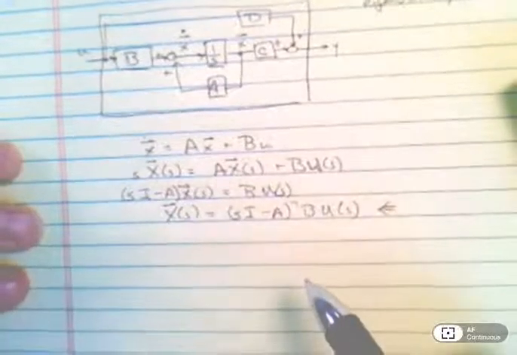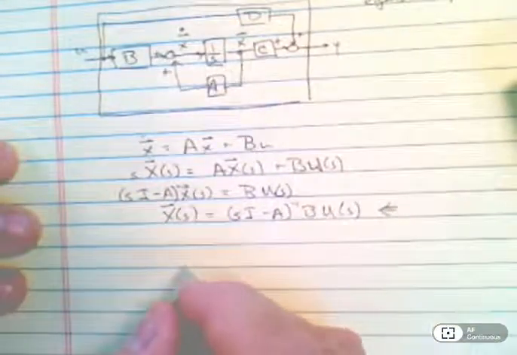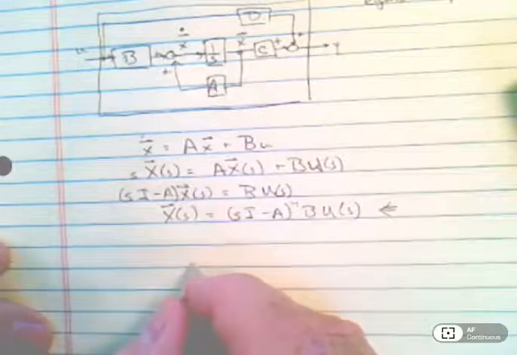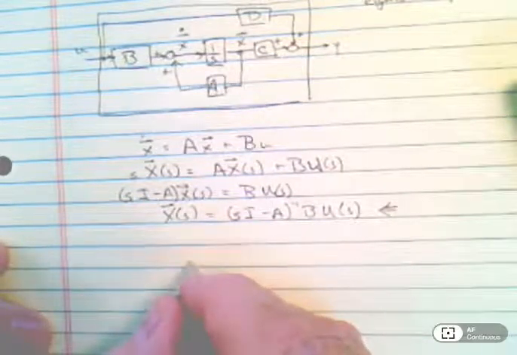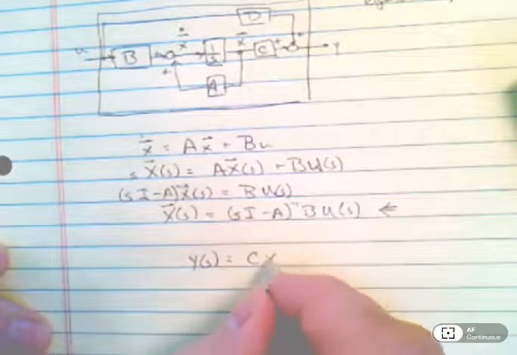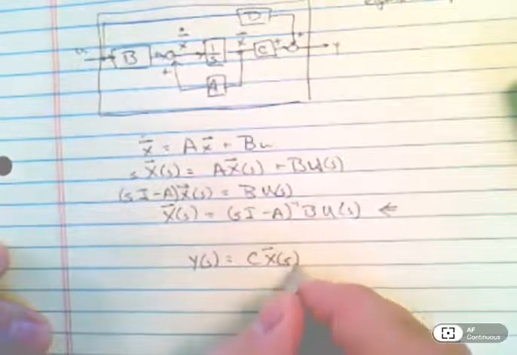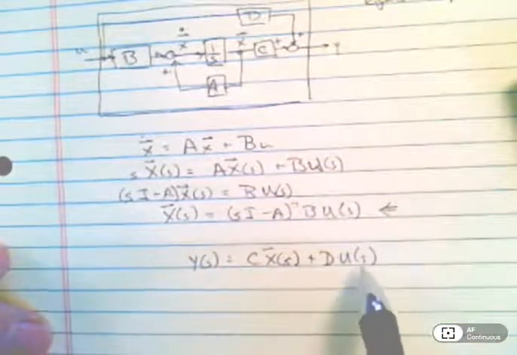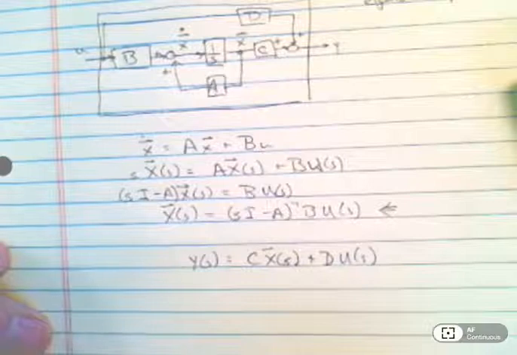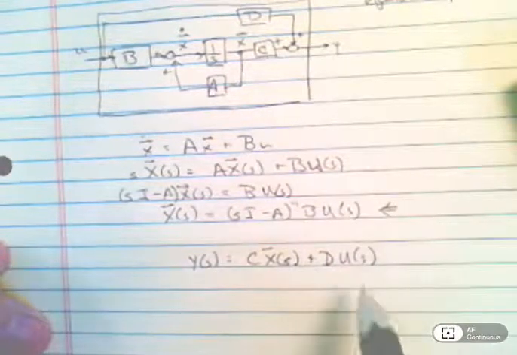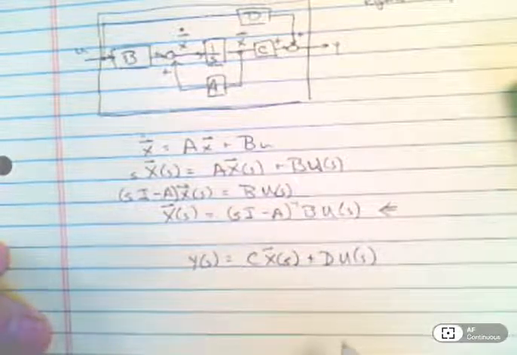And now what I'm going to do is plug that into my second equation. I have y equals Cx plus Du. I'm going to take the Laplace of that, so I'll have Y of s equals C times the vector X of s plus D U of s. For now I'm going to assume that u and y are scalars, because I'm converting this to a transfer function, and that would only make sense if it's a single input, single output system.